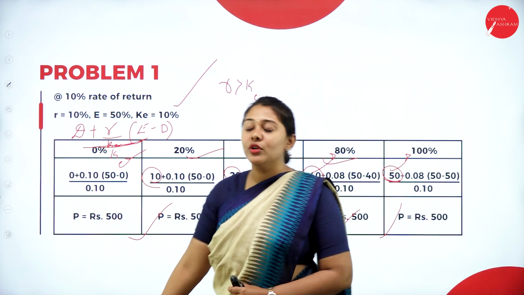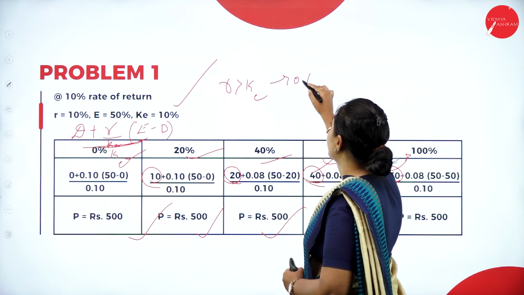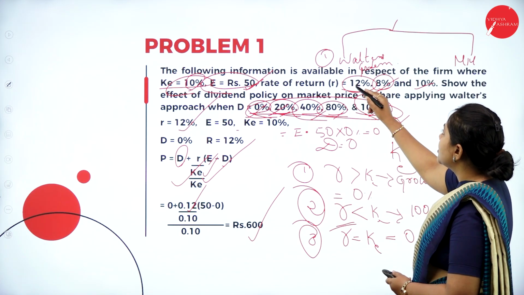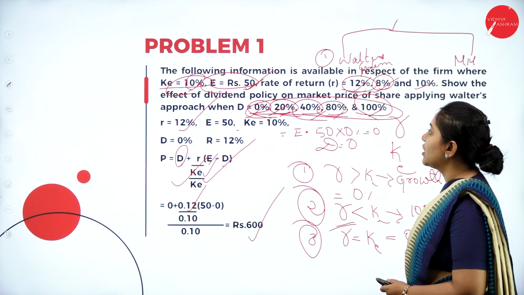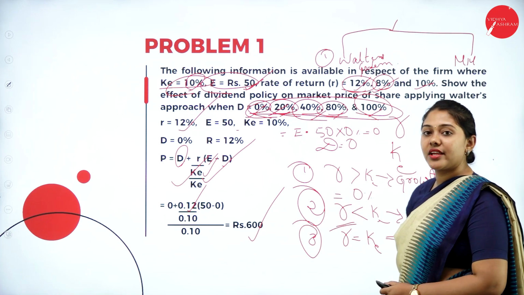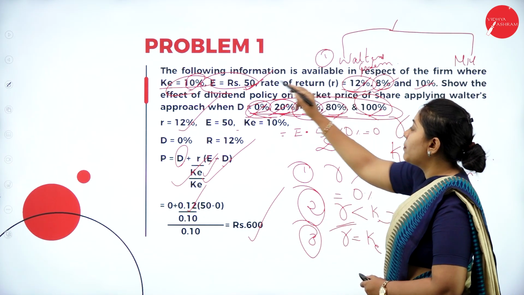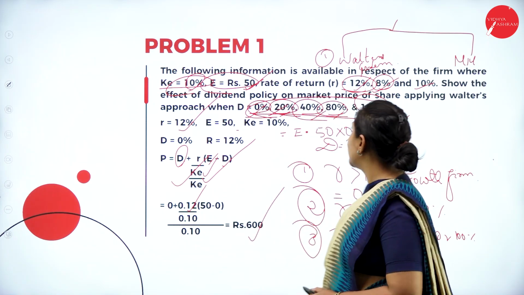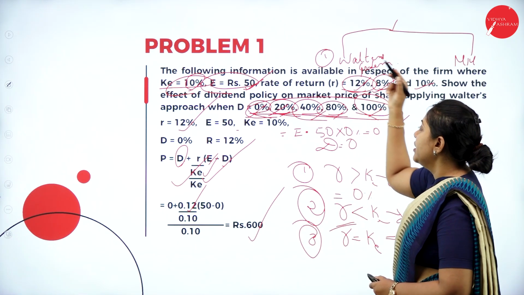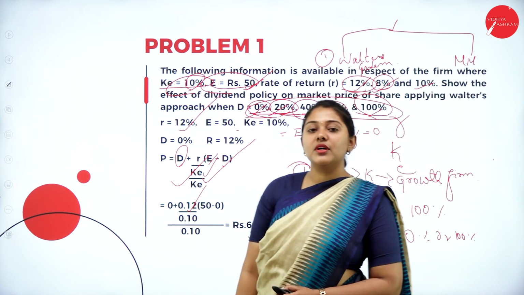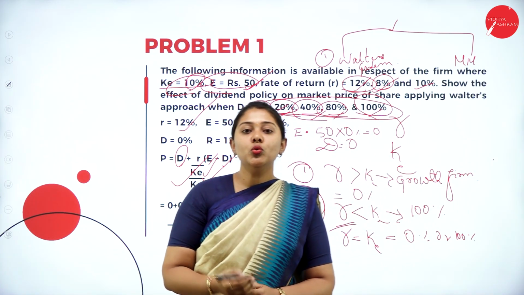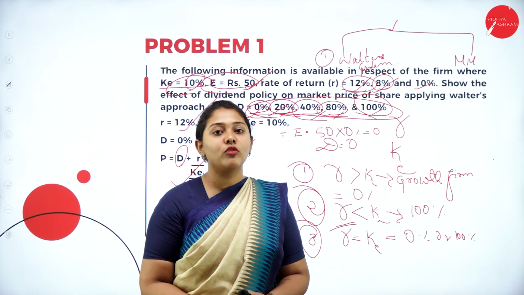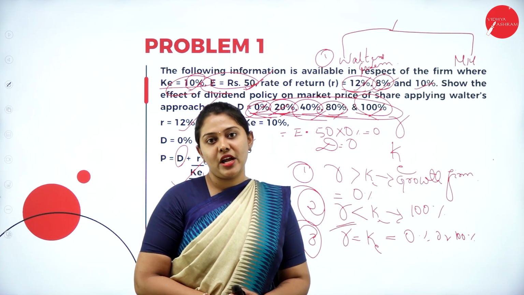So they need to pay 0% dividend. What is the return? When the return is 12% and the cost of equity is 10%, which is more? Return is 12%, cost of equity is 10%. In that case, the firm has to retain all the earnings. It has to follow a 0% dividend payout ratio.